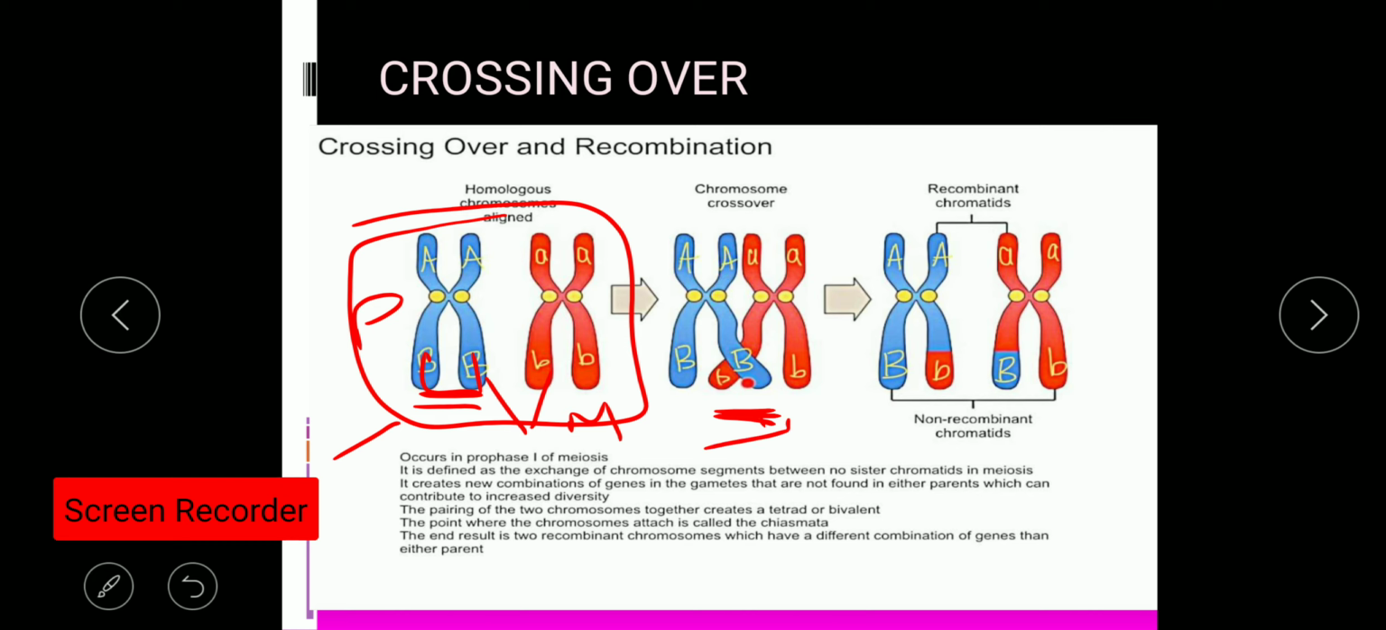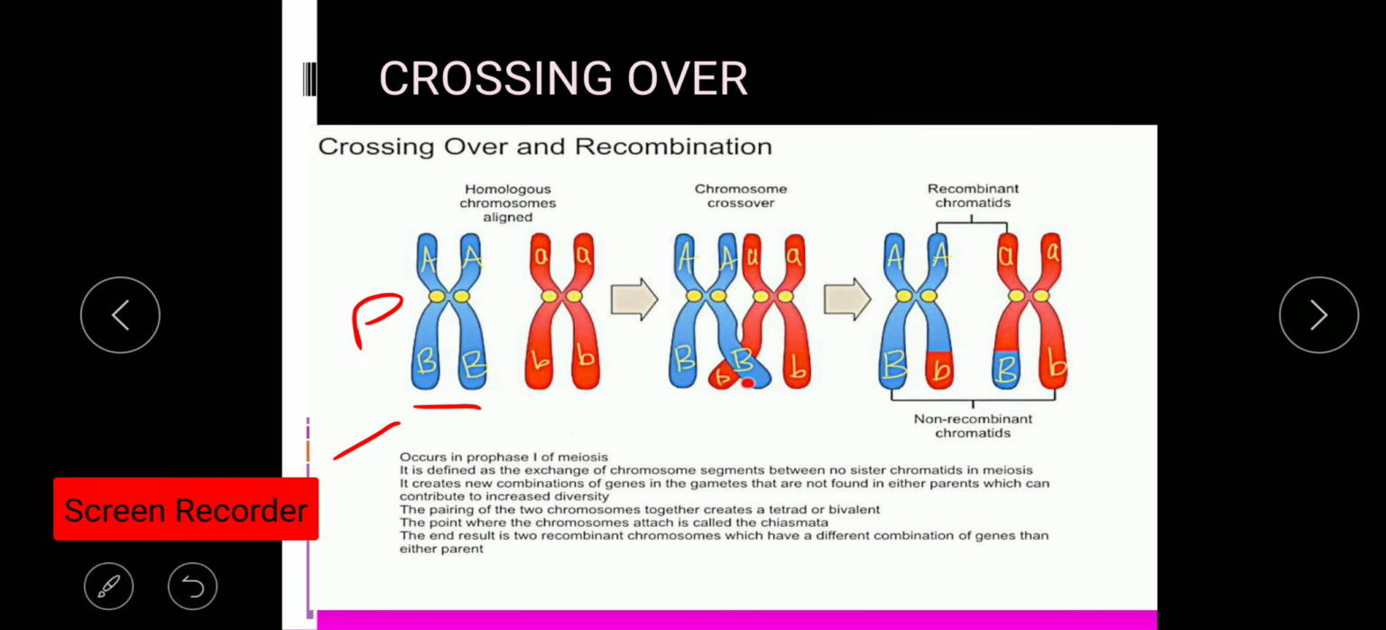After the exchange of genes, a new combination is formed. Understood? The point where the chromosomes are attached is called the chiasmata. The end result is two recombinant chromosomes which have a different combination of genes than their parents. In the parents, it had capital A, capital B, but here in the recombinant chromatids, it is capital A and small b, and small a and capital B. Whereas these two are the non-recombinant chromatids and the inner ones are the recombinant chromatids.